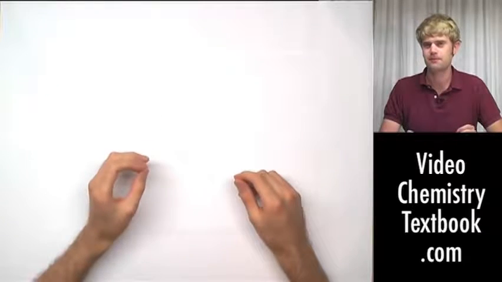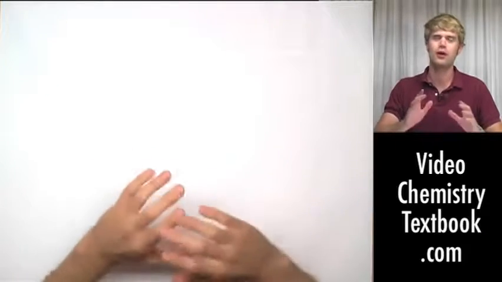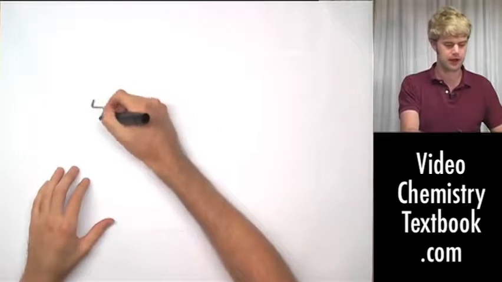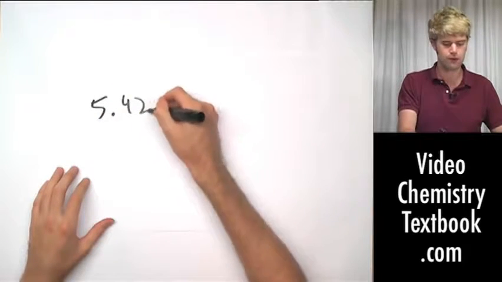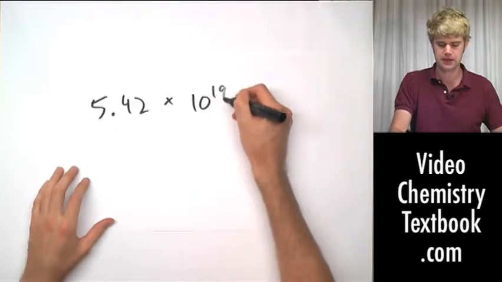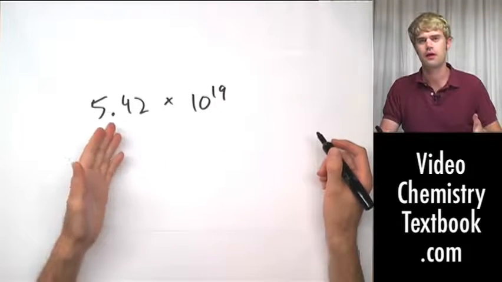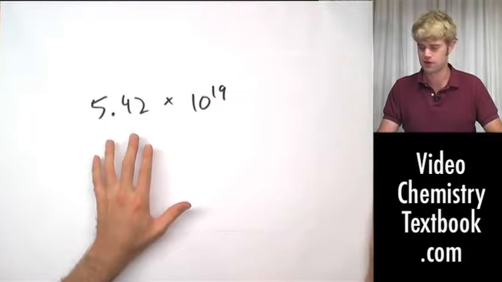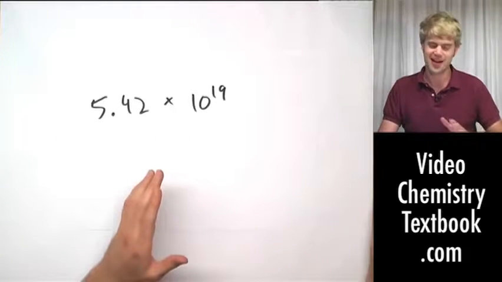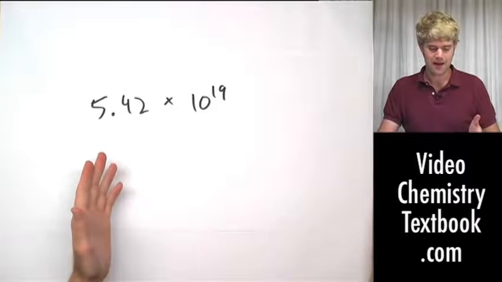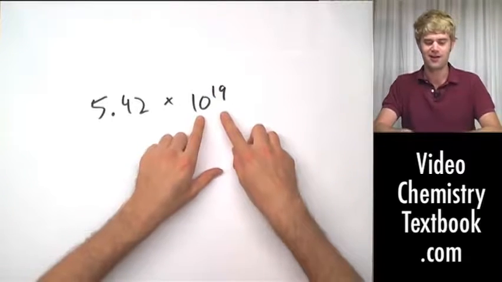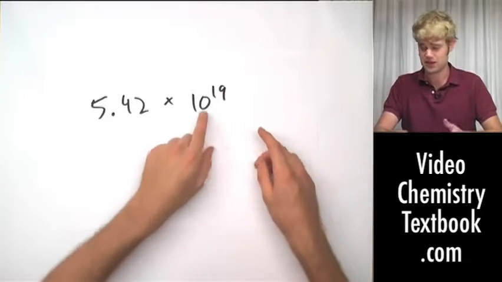Remember scientific notation, where instead of having to write a whole bunch of zeros, we'd express maybe a very large number as something like 5.42 times 10 to the 19th? How do we determine how many significant figures are in a number like this expressed in scientific notation? Well, it's not that hard. It's really easy. All we have to do is completely ignore this 10 raised to the exponent.